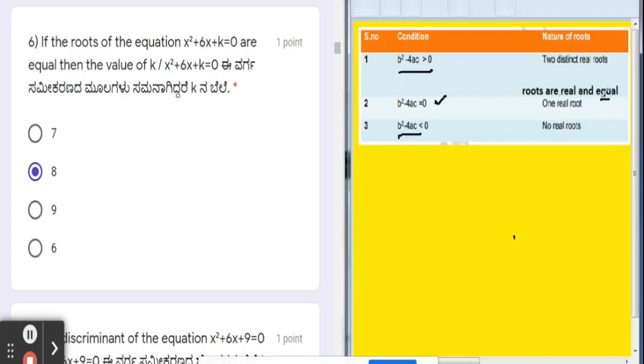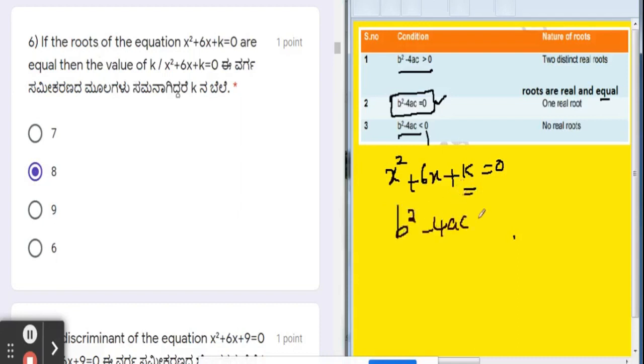If roots are real and equal, we have to apply this formula. B square minus 4ac is equal to 0. So whenever the word discriminant is used, or real and equal is used, or nature of roots, you have to apply the formula b square minus 4ac, students. So let us jump to the question. First question is, the given quadratic equation is x square plus 6x plus k is equal to 0. Our target is to find k, and the condition is roots are real and equal. If roots are real and equal, then the discriminant is equal to 0.